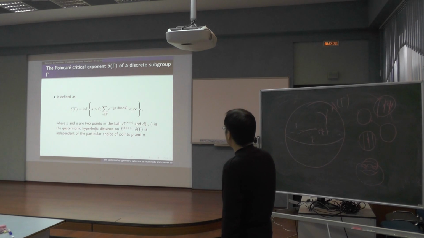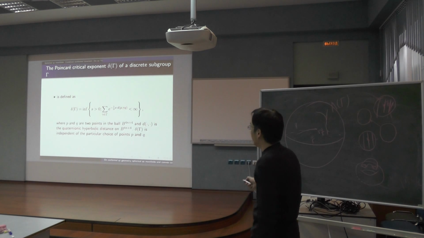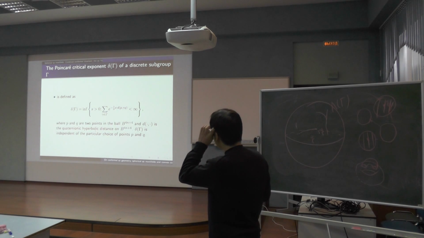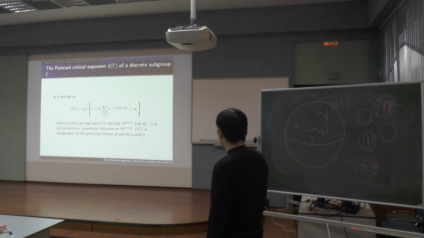If this is infinite, that s is good, and we take the infimum. This number is called the Poincare critical exponent. It connects to the convergence of these series. So delta gamma is independent of the particular choice of the points P and Q. It's the same number for different P and Q.